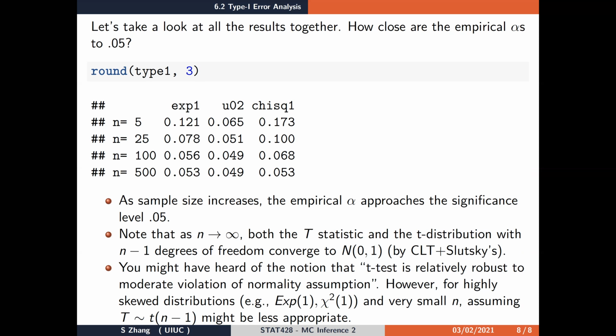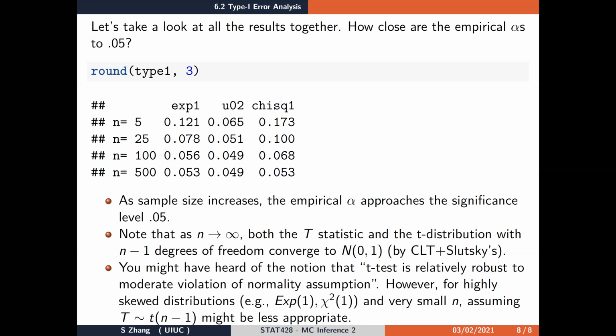That is the proportion of times the null hypothesis was rejected when the data actually comes from the null hypothesis. What you can see is that although for larger sample sizes, the empirical alpha is close to 0.05, especially for really small sample sizes, the empirical type 1 error rate is quite far and a lot larger compared to 0.05. And this is known as a type 1 error inflation. As our sample size increases, the empirical alpha approaches the significance level of 0.05.